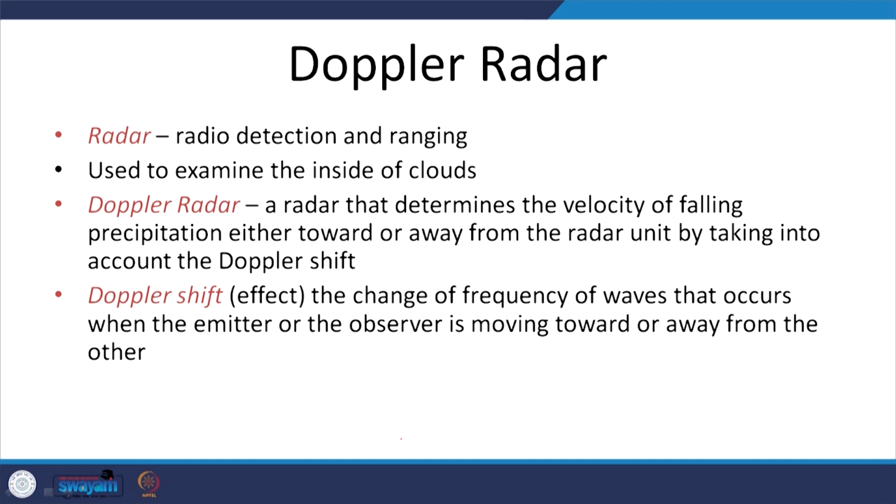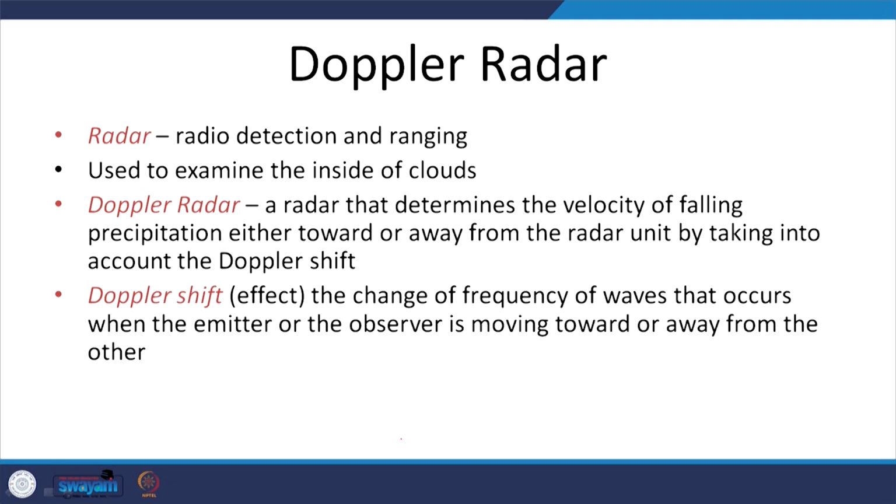So, Doppler radar can be used to examine the inside of the cloud. How much water is present inside a cloud, and all these things can be measured using a Doppler radar. It determines the velocity of falling precipitation either towards or away from the radar unit by taking into account the Doppler shift. So, by using the Doppler shift, you can calculate the rate at which the precipitation is happening, the velocity of the droplets, things like that.